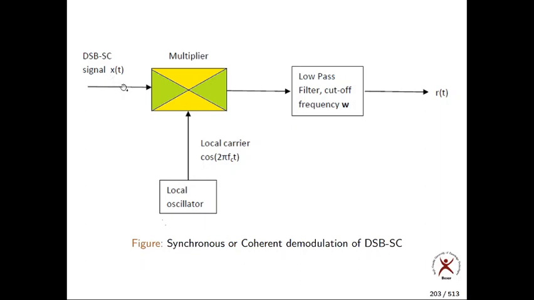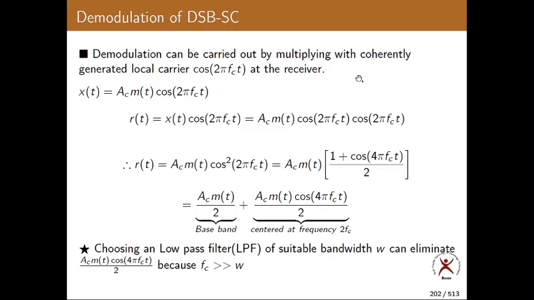Now x of t is multiplied with cos 2 pi fct, and the resultant is passed through the low pass filter having a cutoff frequency of w. What is w? It is the bandwidth of our message signal. Finally, you get r of t. What is the r of t you are getting? So this is what we have done. We take the DSB-SC signal and multiply it with the local carrier cos 2 pi fct, and that is r of t. If you do some mathematical calculations, this becomes like this. Finally, this is what you get.